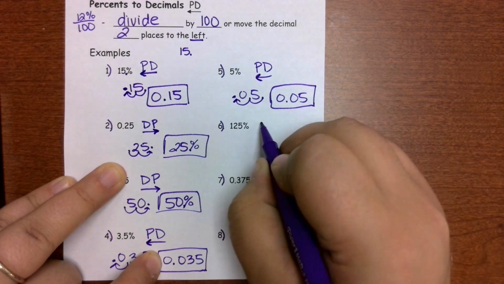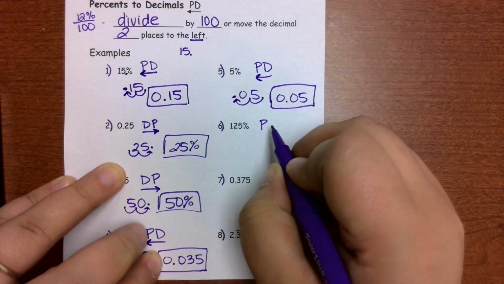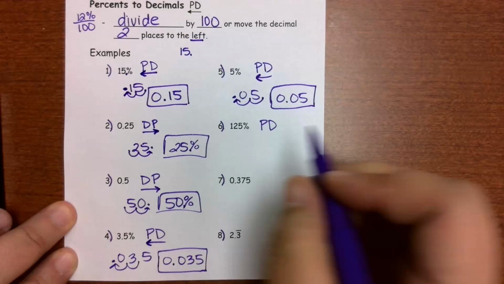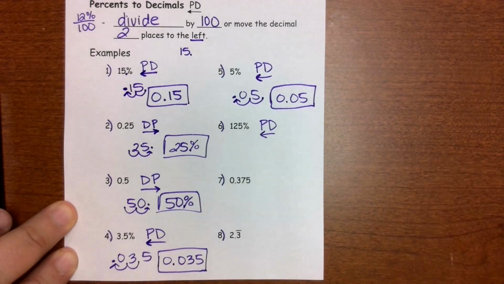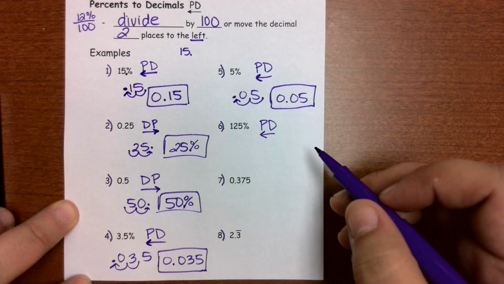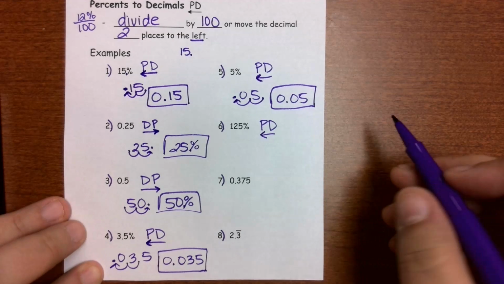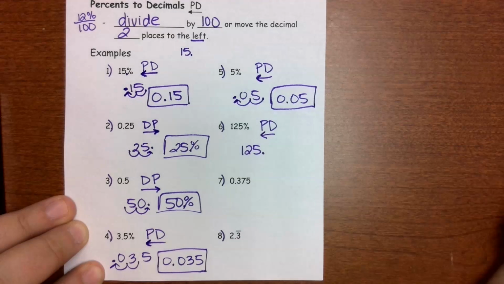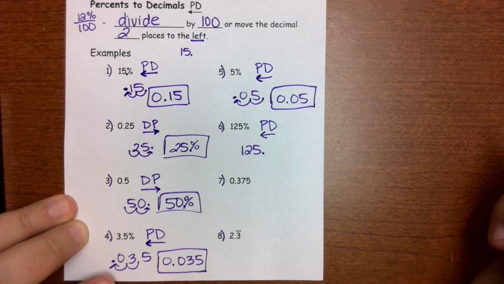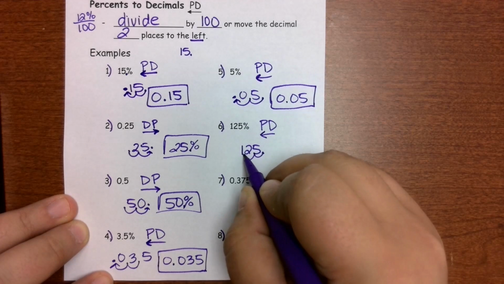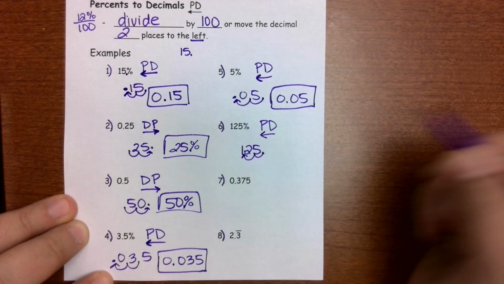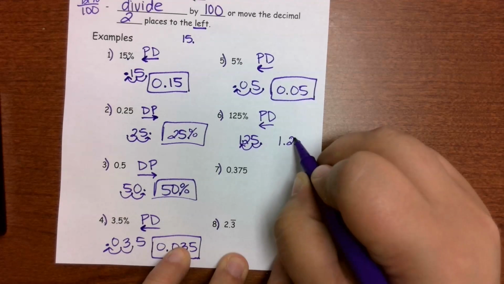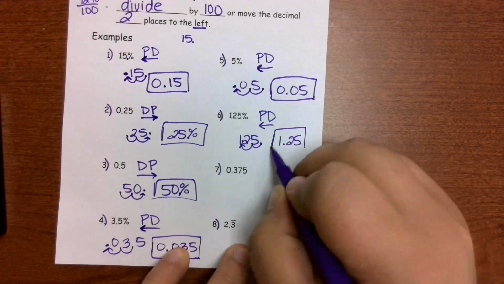125%. So this is a percent that I'm converting into a decimal. So PD goes to the left. Here for this percent there is no decimal, so I have to place the decimal so I can move it. So I want to keep it 125 by putting the decimal at the back. And now I can move it 2 places to the left. Once, twice, ends up here. So now I have 1.25 or 1 and 2500.